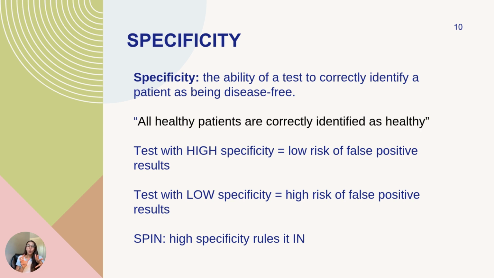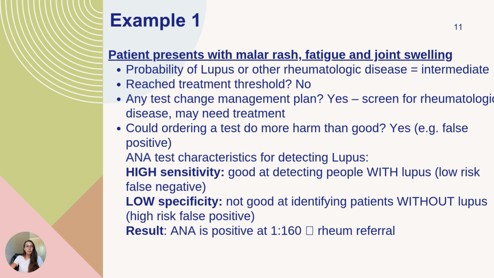However, with a test with low specificity, there's a high risk of false positive results, which could send you down a path of ordering many more tests. The acronym to remember here is, a test with high specificity will help rule it in. So SPIN rules it in. Now, to make sense of this mumbo jumbo, let's get into some clinical examples.